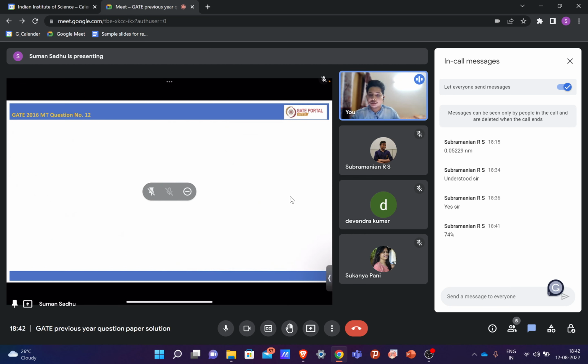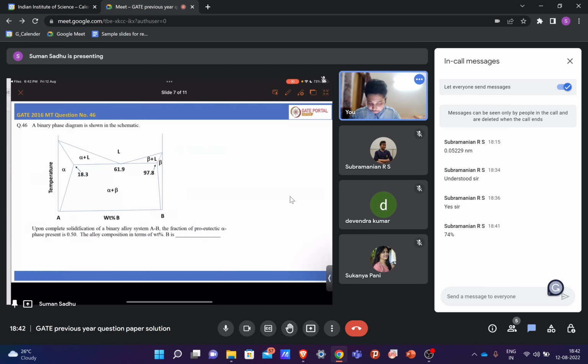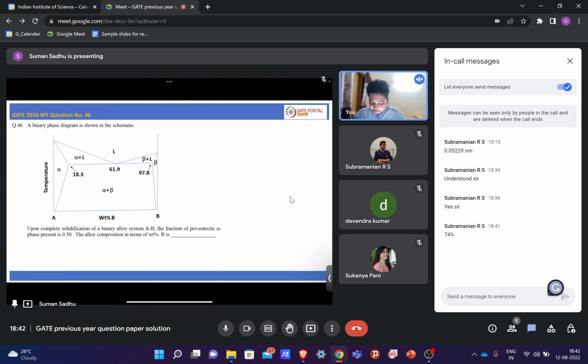Okay, now let's move to the next question. This is a question from the phase transformation part. A binary phase diagram is shown in the schematic. Upon complete solidification of a binary alloy system AB, the fraction of proeutectic alpha phase present is 0.5. The alloy composition in terms of weight percent B is?